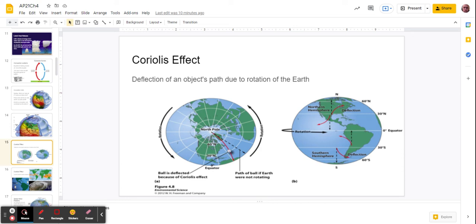This does not affect you driving in a car. It's not going to affect you shooting a bullet out of a rifle. It would affect you flying an airplane. It would affect weather systems.